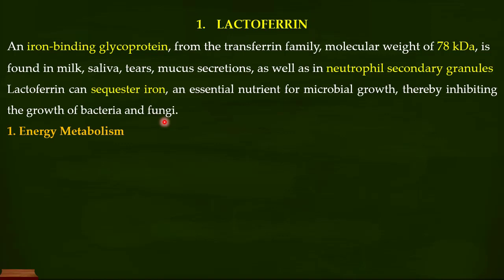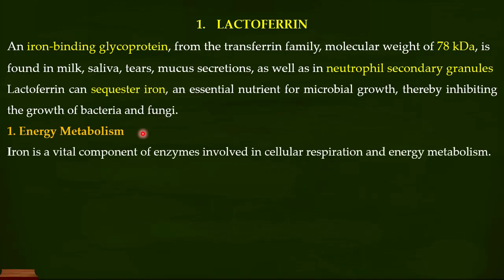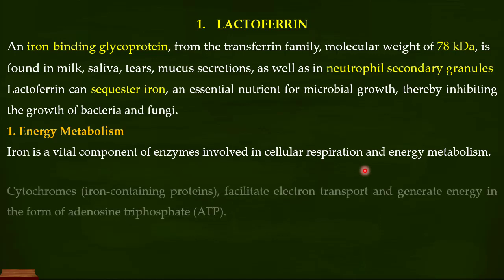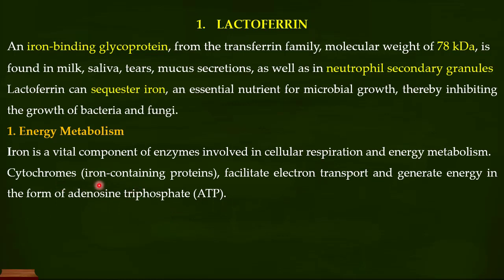If you talk about the functions of iron in these pathogens, the first important thing is that it is very important for energy metabolism. Iron is a vital component of many enzymes in pathogenic bacteria or fungi, and these enzymes are involved in cellular respiration and energy metabolism. For example, cytochromes are very important iron containing proteins, and these cytochromes facilitate electron transport and energy generation in the form of ATP in bacteria, fungi, or other pathogenic organisms. So if you sequester the iron, these cytochromes are not going to work. They will not be able to generate ATP, so there will be no energy available for the growth of the microorganism.